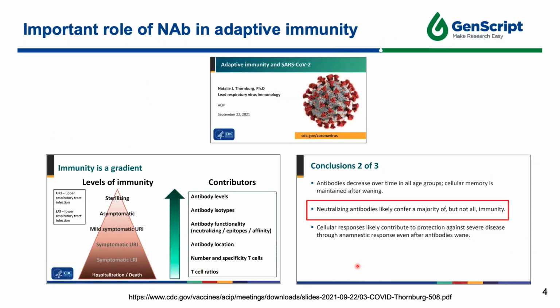I would also like to share from the recent update on adaptive immunity and SARS-CoV-2 from CDC. As shown here, the immunity is a gradient, and T cells are main contributors to prevent hospitalization and severe diseases, and antibodies, including antibody location, functionality, isotype, and antibody levels, are more important in preventing mild disease, and also it can confer sterilizing immunity. As shown in their concluding slide, neutralizing antibodies likely confer a majority, but not all, immunity.